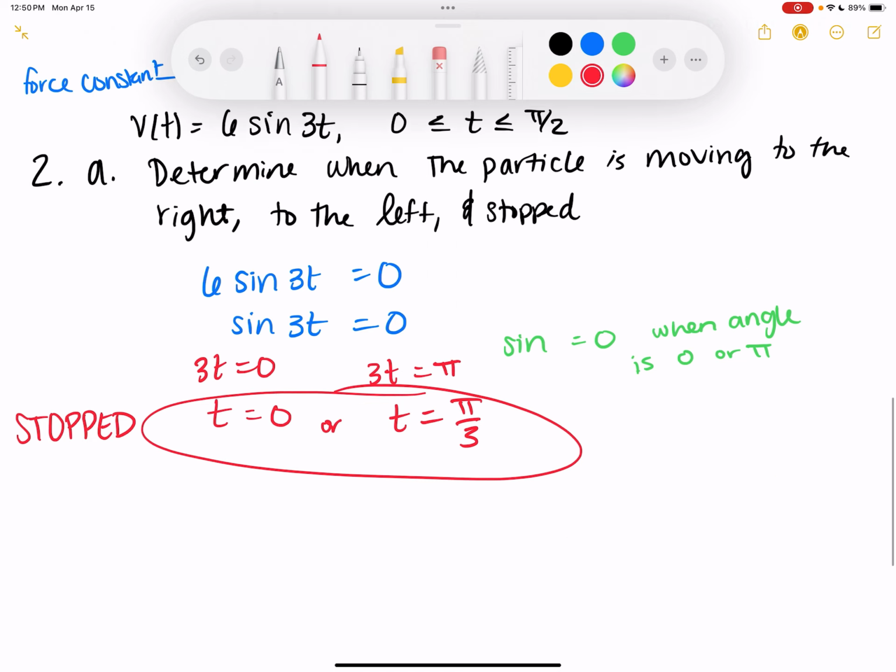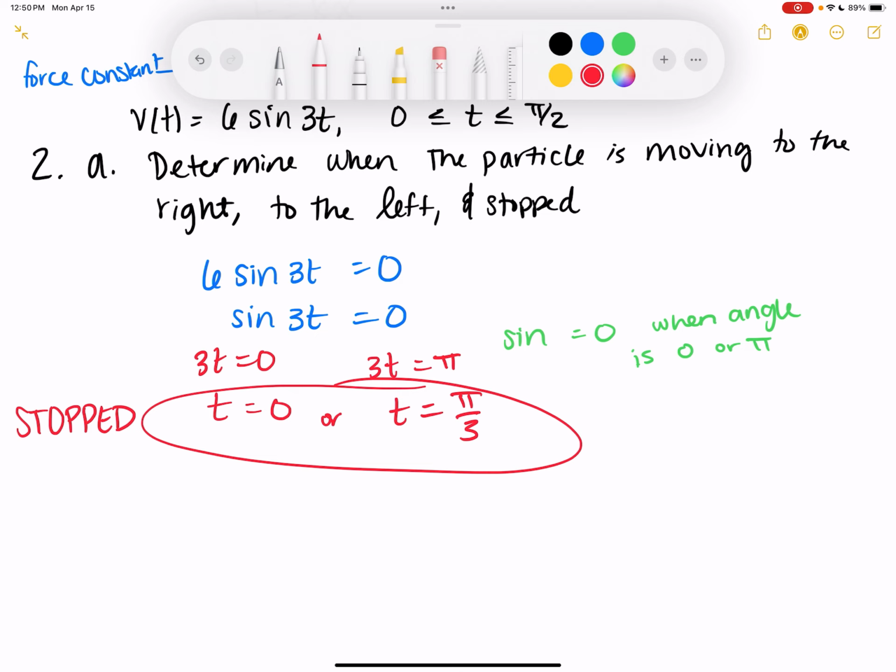And I guess it is possible that it could never be moving right or never be moving left, but I think in all of these ones there's a left and a right. So then that means that my intervals are going to be 0, less than t, less than pi over 3. Make sure they're not or-equal-to intervals.